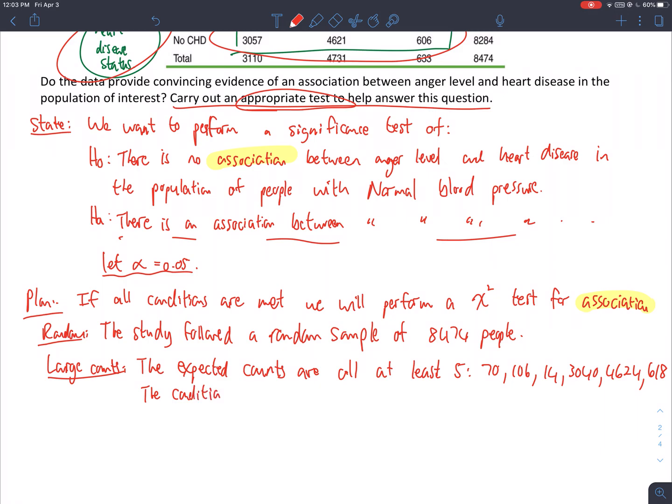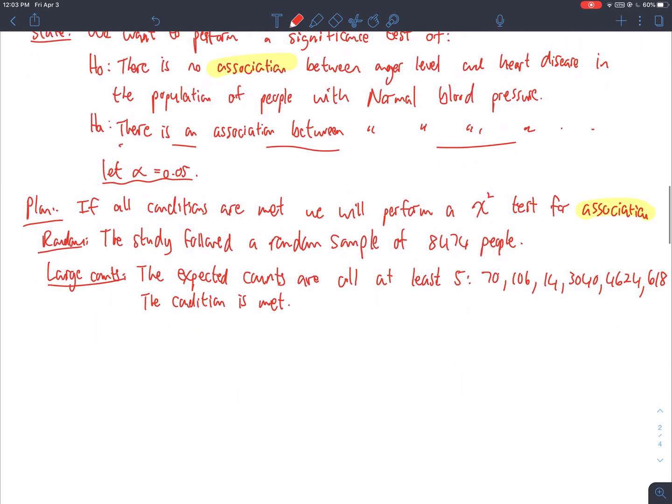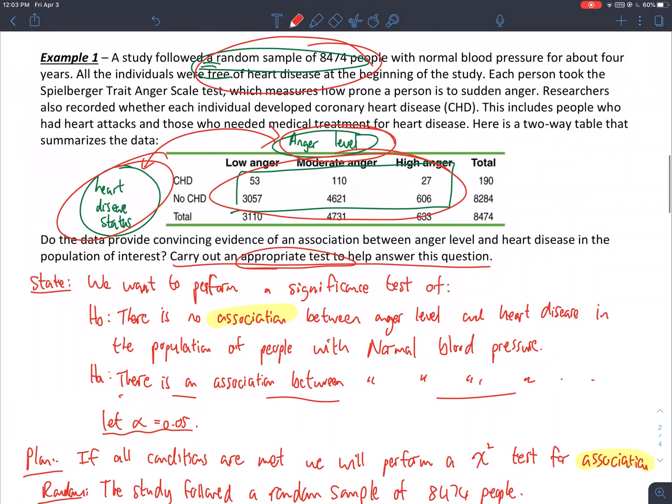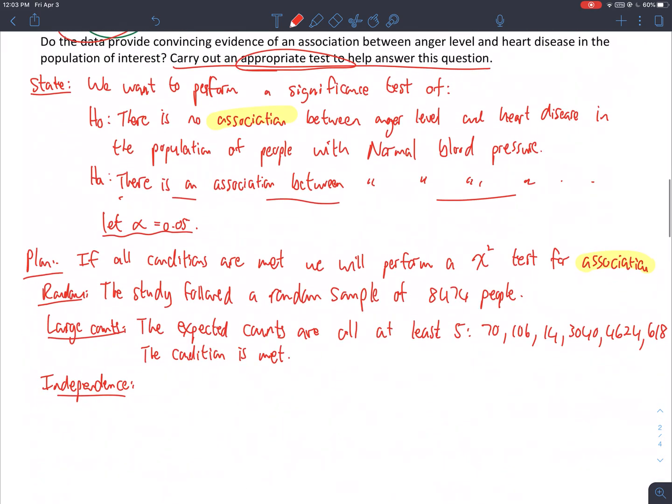All right, and then the last one is independence. This is weird. We're doing independence inside of a test of independence. In any case, independence, and we're saying, wait, is this an experiment? Did I say this is an experiment? Nope. You follow people. You're following a random sample. This is not an experiment. You just categorize them.